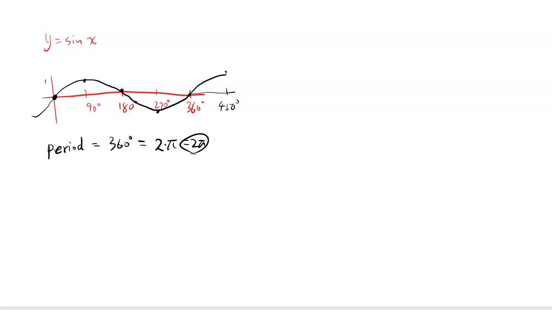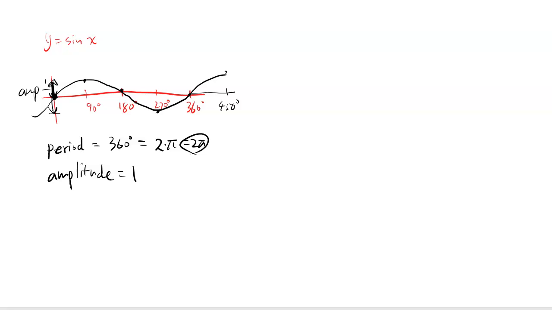And then this height of the function, that's called the amplitude. So from the midpoint to the highest point, that's called the amplitude. Okay, so here we call this the amplitude. And the amplitude of this function is just 1.